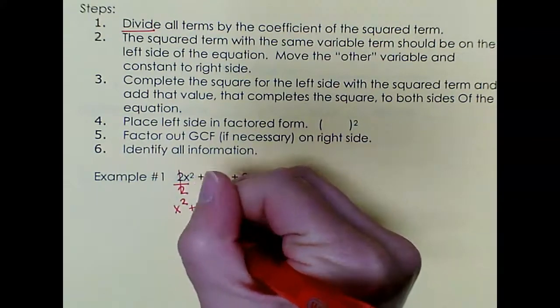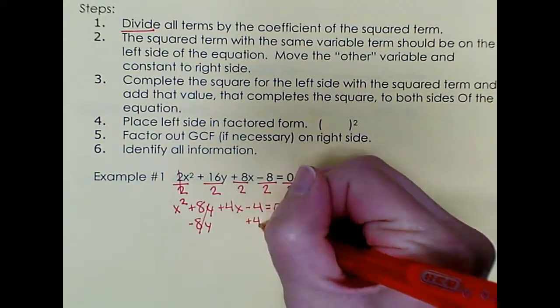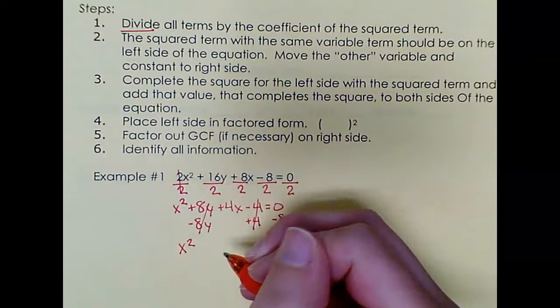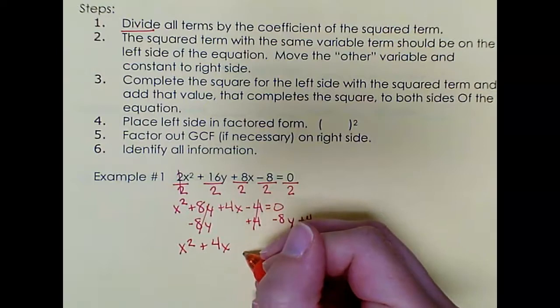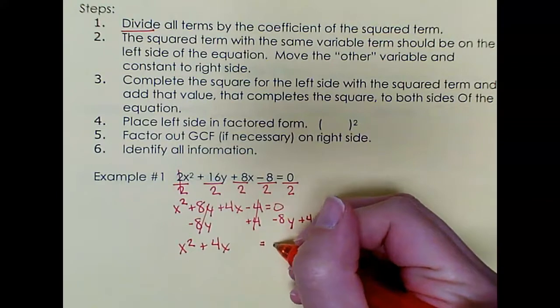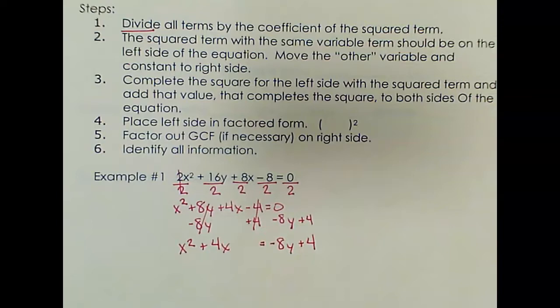So I'm going to subtract 8y and subtract 8y, and I'm going to add 4 and add 4. So I have x squared plus that 4x. I'm going to leave a little space because the next step is going to be to complete the square. And then 0 minus 8y is negative 8y, and then plus 4. So we moved the squared term and its same variable term on the left, and we moved the other variable and the constant to the right.